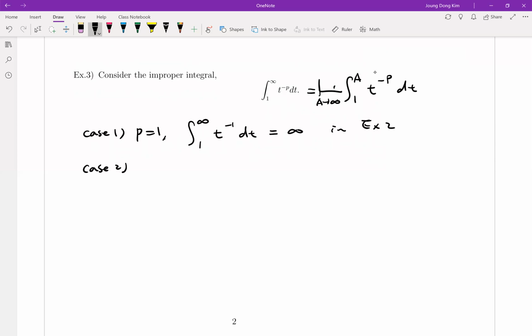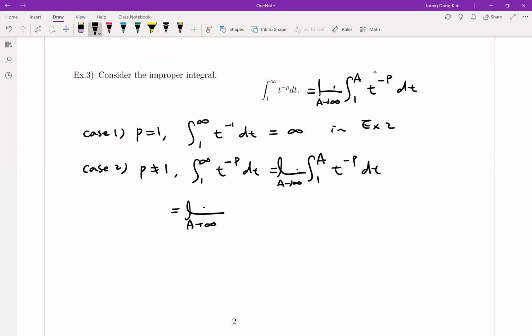Then let's talk about the other case. When p is not equal to 1, which means your function is exactly a power function, then we can use the power rule, right? Then the integral from 1 to infinity of t to the minus p dt is equal to the integral from 1 to a of t to the minus p dt, and send a to infinity, right? By the power rule, that is equal to the limit as a goes to infinity of 1 over minus p plus 1 times t to the minus p plus 1, and plug in 1 and a, okay? That is equal to, let me write the coefficient first, because there is no a term, so it can be written in front of your limit.